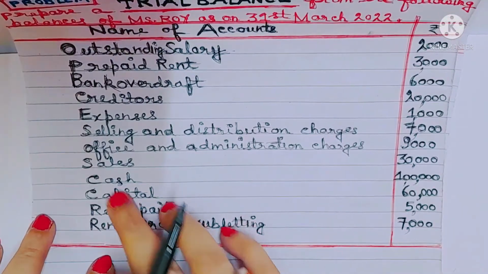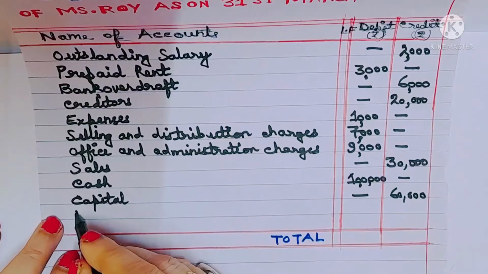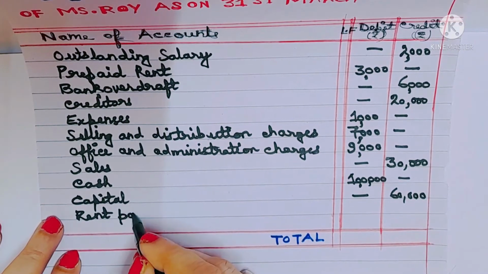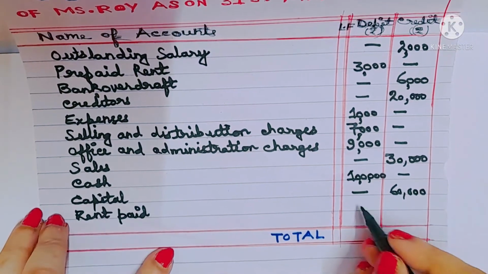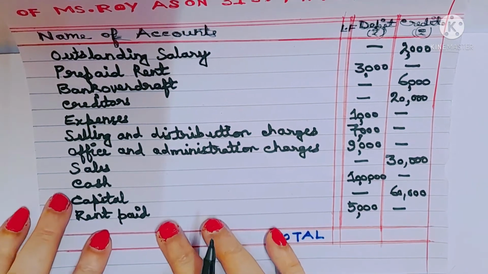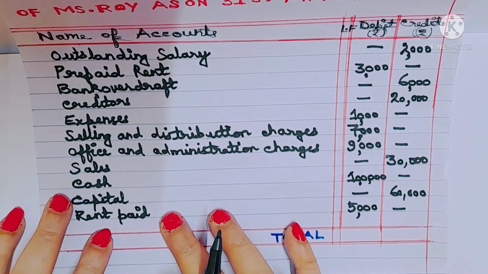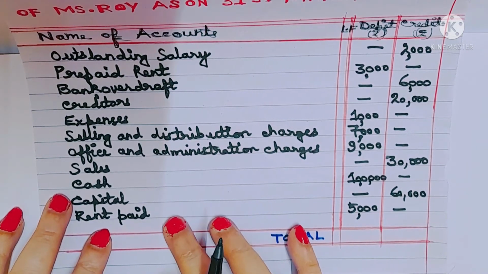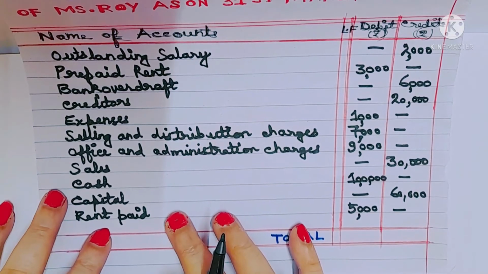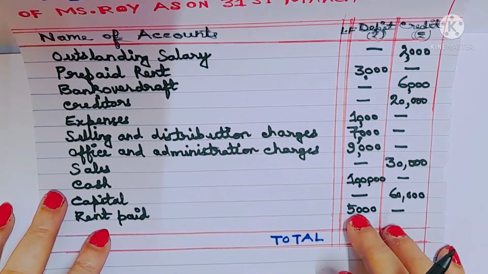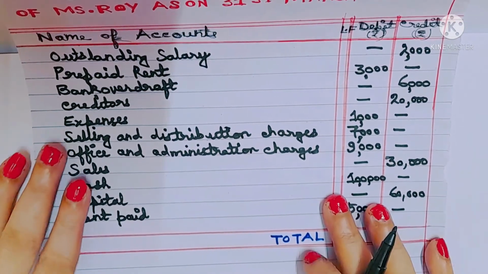Rent paid 5,000. Let's write rent paid 5,000. Rent paid is a debit balance. Why? Because rent paid falls under nominal account. According to nominal account, all losses and expenses debit. Here, rent is an expense for the business, so rent paid will be debited. Understood? Clear? Let's see the last account.